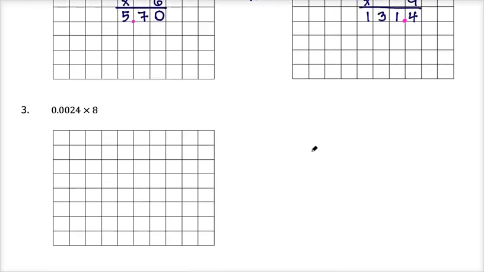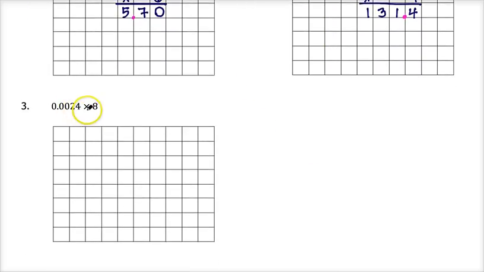Okay, number 3, we have the decimal 0.0024 times 8. So let's think about this for a moment. 0.0024, well, if we rounded that down to 0, we would get 0 times 8, which is just 0. If we rounded 0.0024 up to 1, 1 times 8 is 8. So our answer needs to be somewhere between 0 and 8, probably closer to 0, since 0.0024 is a lot closer to 0 than it is to 1.